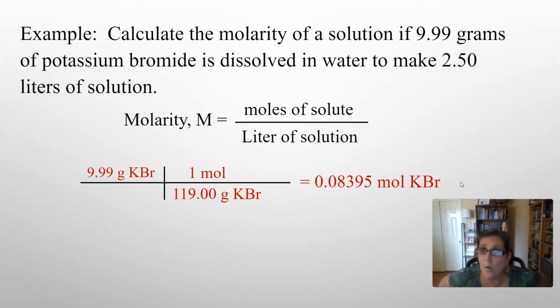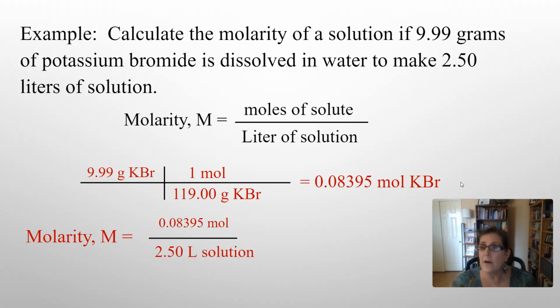Now that we have the moles of solute, we can divide by the liters of solution. So molarity M equals 0.08395 moles of KBr divided by 2.50 liters of solution, and that equals 0.0336. Capital M can be the unit or moles per liter. 3 sig figs in our final answer. The 3, the 3, the 6 are the sig figs because everything we started with was 3 sig figs. So 3 sig figs in our final answer.